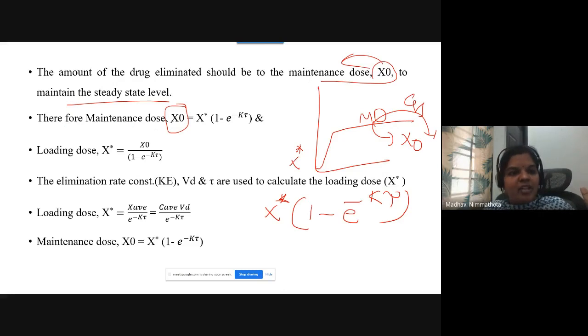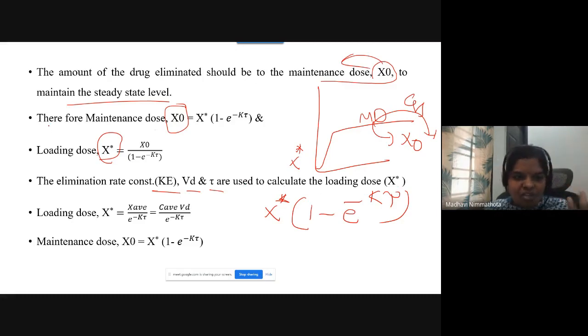That's why X naught is equal to the same equation as above. Then from this you can calculate the loading dose, that is X star. X star is equal to the initial dose divided by 1 minus e to the power of minus k tau. The elimination rate constant Ke, volume of distribution Vd, and dosing interval tau are used to calculate the loading dose also.